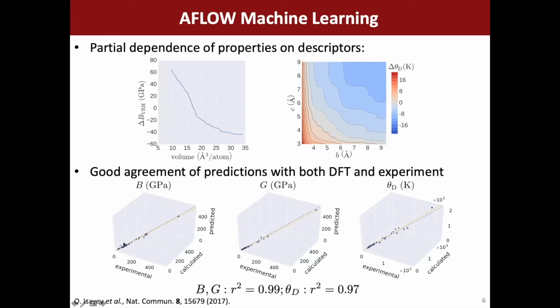And you can see that all three, so the experimental data, the calculated data, and the predicted data, all lie very close to the same line. So they're all very similar to each other, particularly for the bulk and the shear moduli. For the Debye temperature, there's a bit more scatter, and you can see this in the difference in the R-squared values for the bulk and shear modulus versus the Debye temperature.